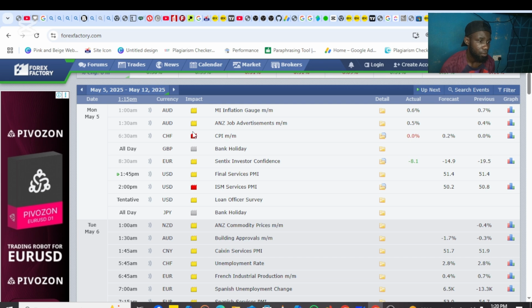Okay. You see this red sign over here, red color over here. This is the CPI news. This red means the news is high impact news. This news will have a high impact effect on the market. It will move the market whether uptrend or downtrend.